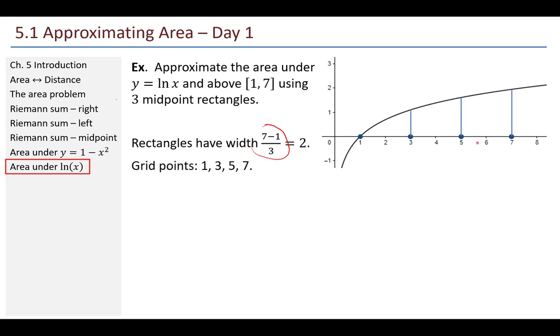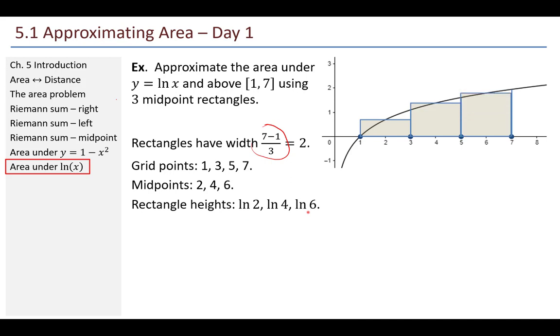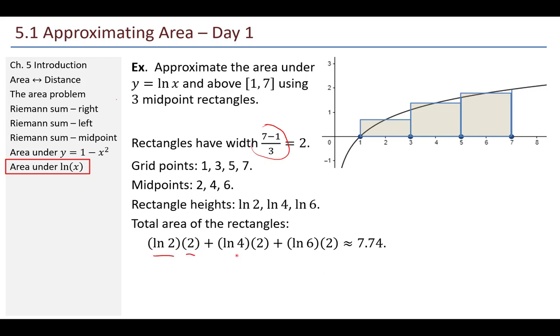Grid points, I've identified 1, 3, 5, 7, but where do I want to evaluate the log? I want to evaluate at 2, 4, and 6 because those are my midpoints. So the rectangle heights are going to be natural log of 2, natural log of 4, and natural log of 6. Of course, every rectangle has width 2, so height times width, height times width, height times width. You add those together and you get a total of 7.74. A decent approximation for the area below natural log of x between 1 and 7. And again, you can see that this midpoint rectangle approximation is kind of nice in that it corrects itself a little bit with some over approximation and under approximation.